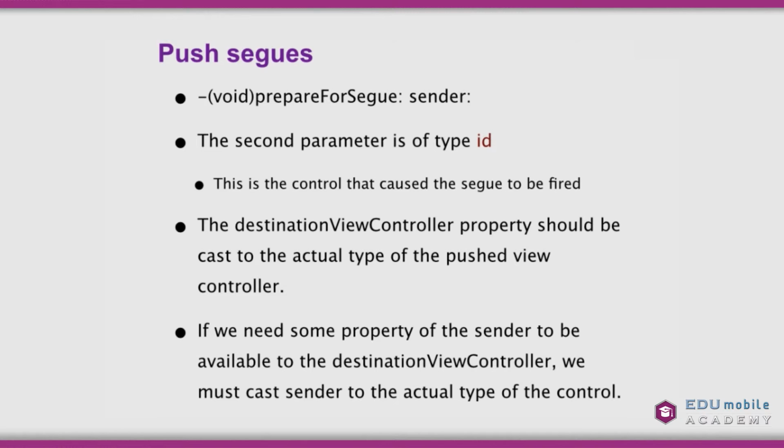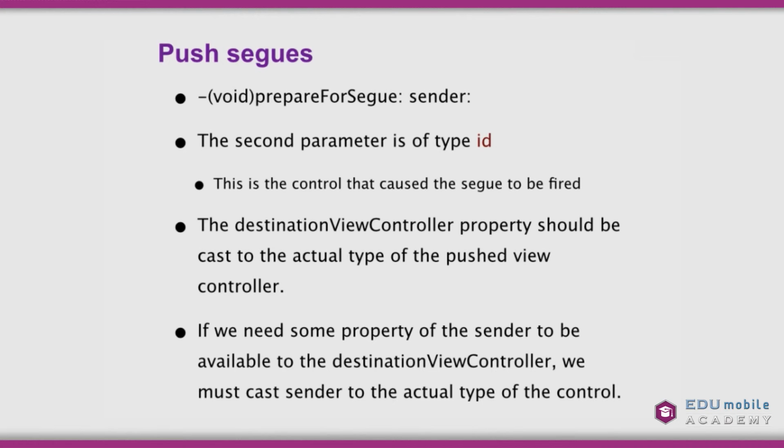This is usually a type, if we're displaying detail, we need to subclass UI view controller, create our own view controller, and then have some controls that actually present that detail. Make sense? Good. So that destination view controller property of the UI storyboard segue that we get back in the first parameter is going to need to be cast to the actual type of that view controller that we're pushing out.